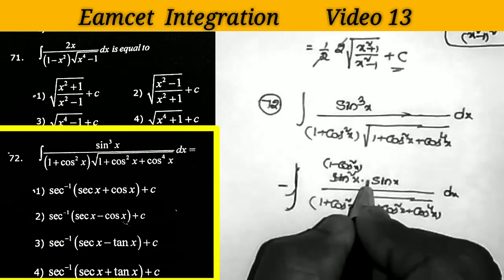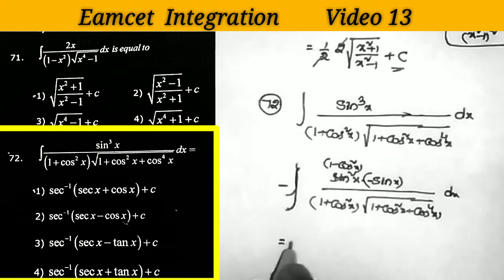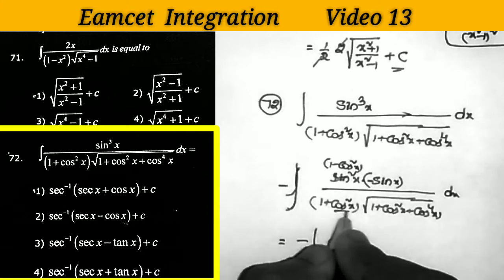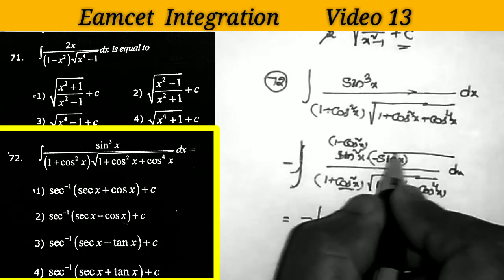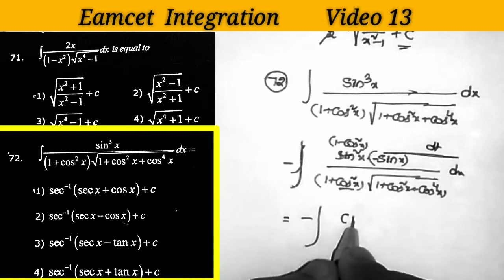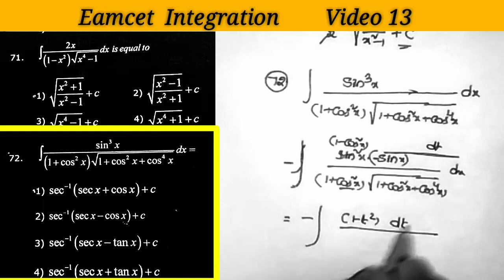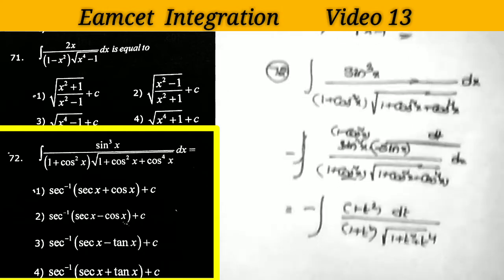Now what is the cos x derivative? Minus sine x. That is applying minus to this quotient. Okay, and taking that cos x is equal to t now, this total value becomes dt. Now the quotient becomes (1 minus t square) into dt by (1 plus t square) into the square root of (1 plus t square plus t power 4). I just take that cos x is equal to t.